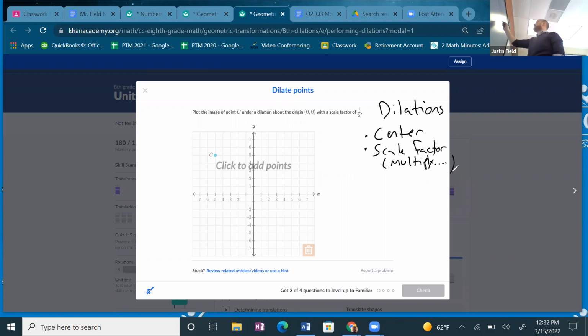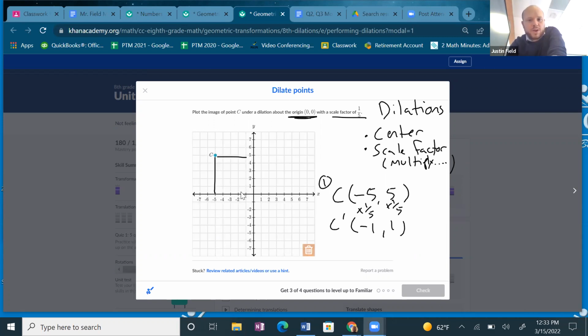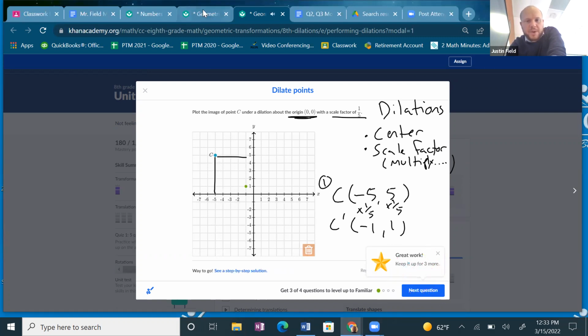So if the center is the origin and the scale factor is 1/5, we're going to write the coordinates of C. Step 1, what are the coordinates of C? -5, 5. And then we multiply the coordinates by the scale factor. I know that 5 times the 5th is 1. So C prime is the point -1, 1. And that's it. Not too bad.